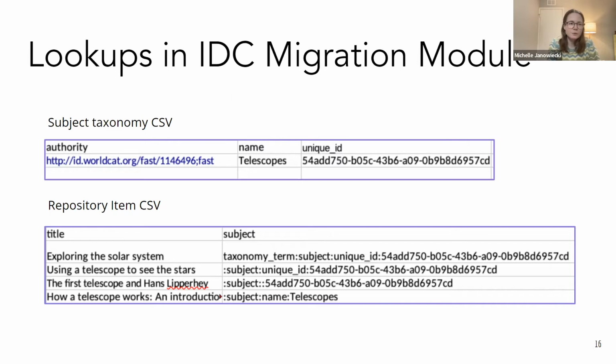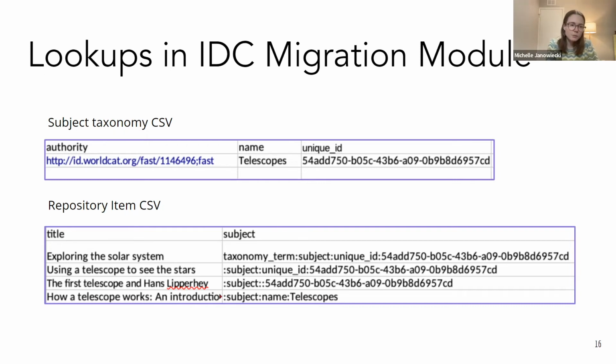But a lot of times you have default sets. So for instance, it knows that in the subject field you're always going to be looking for taxonomy terms. So you can skip that and just put a colon and then put subject, unique ID, unique ID. But it also knows that the default for the field is unique ID. So you can skip that as well and just have your 2 colons next to each other.